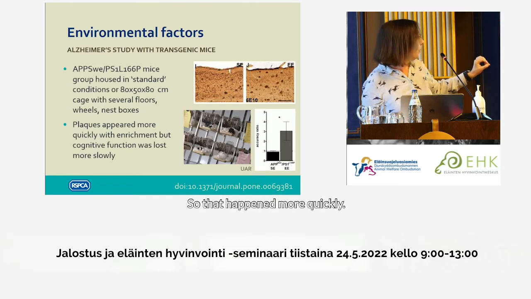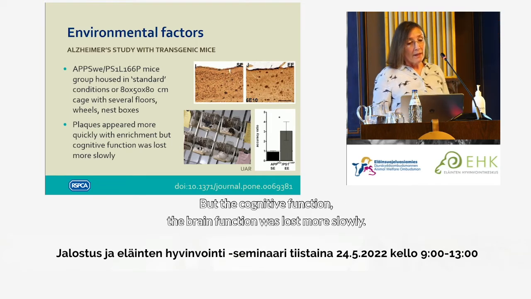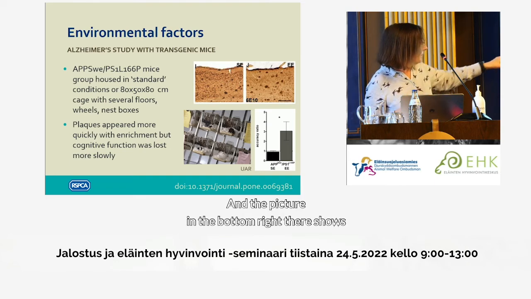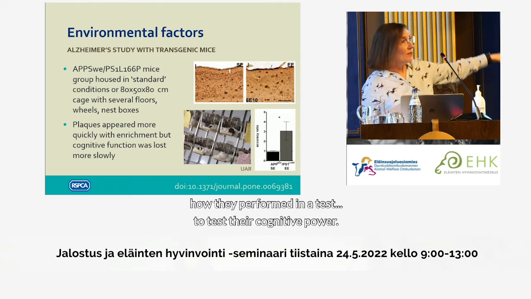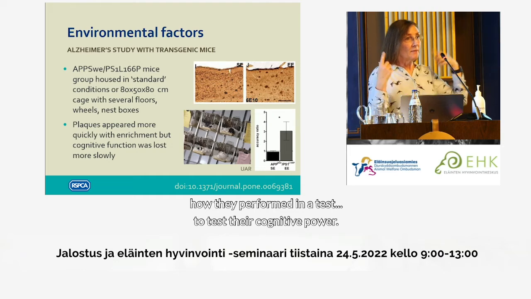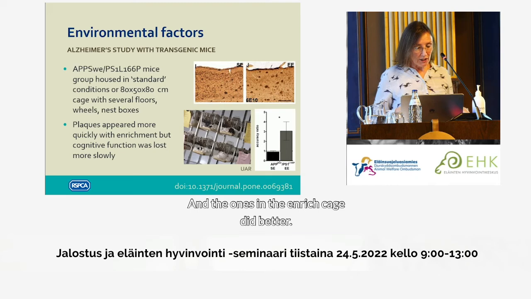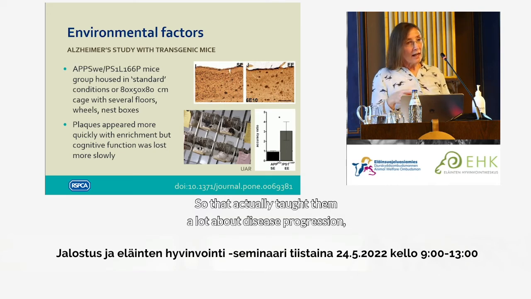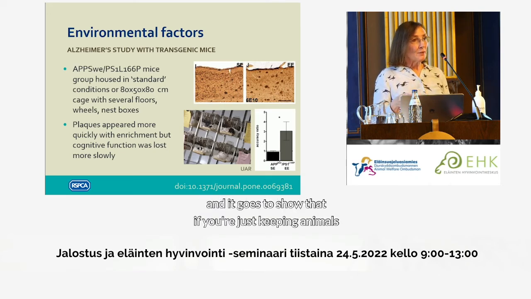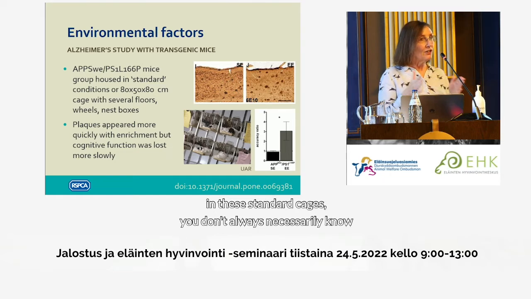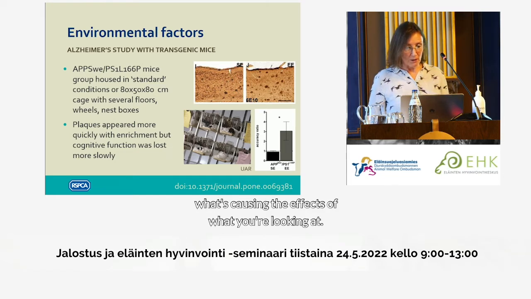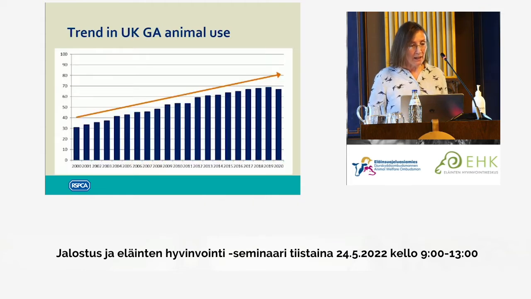So that happened more quickly, but the cognitive function, the brain function, was lost more slowly. And the picture in the bottom right there shows how they performed in a test to test their cognitive power. And the ones in the enriched cage did better. So that actually taught them a lot about disease progression, and it goes to show that if you're just keeping animals in these standard cages, you don't always necessarily know what's causing the effects or what you're looking at.